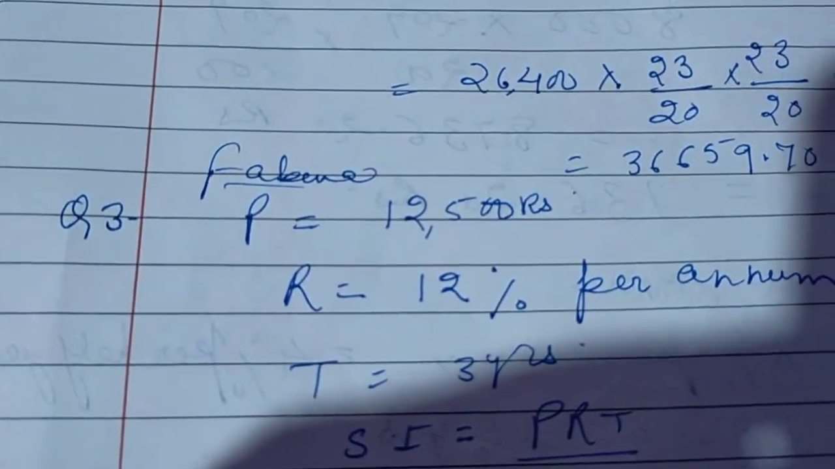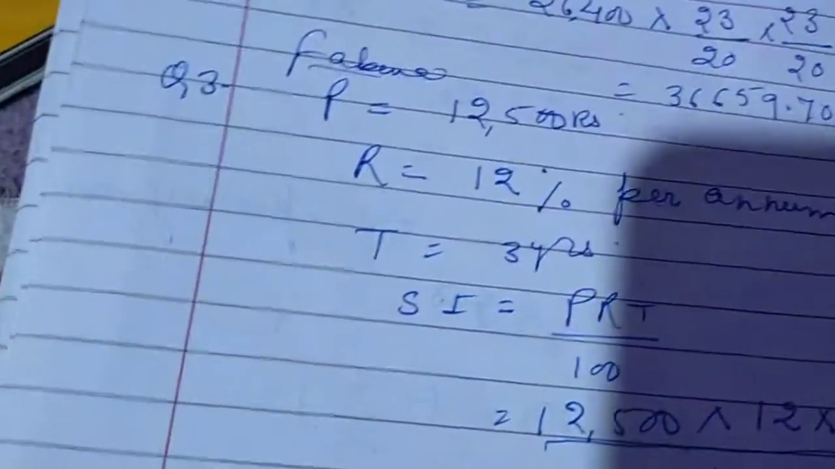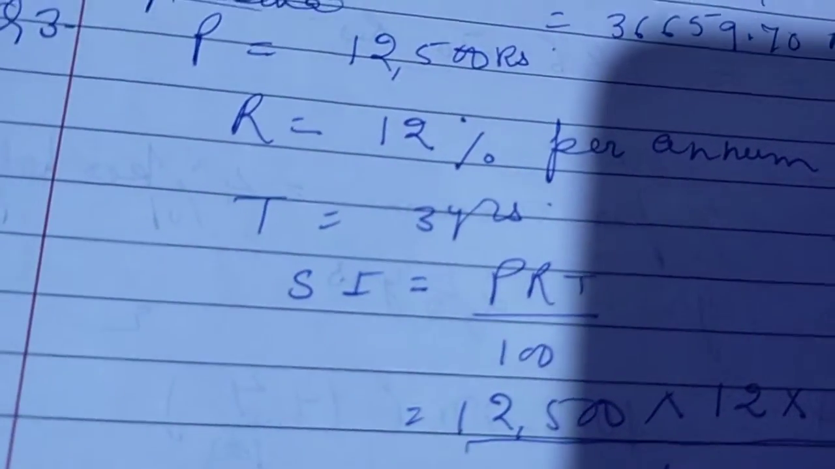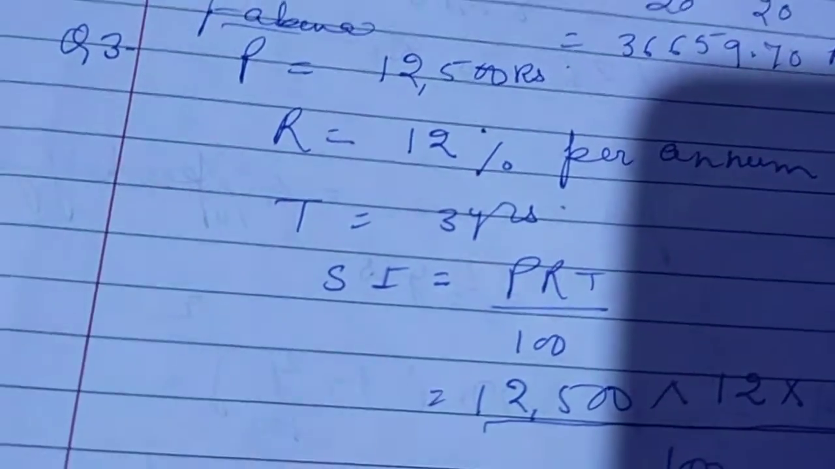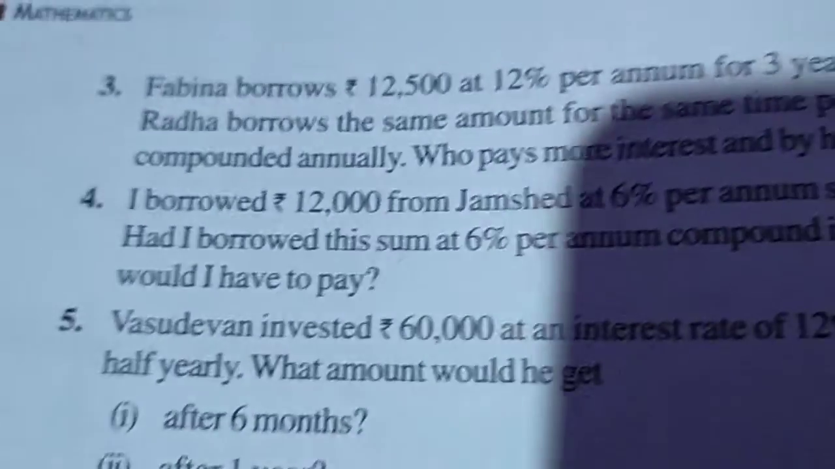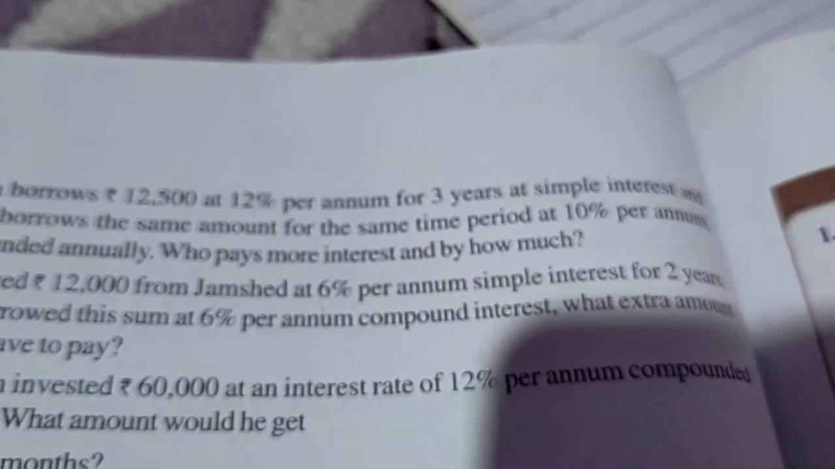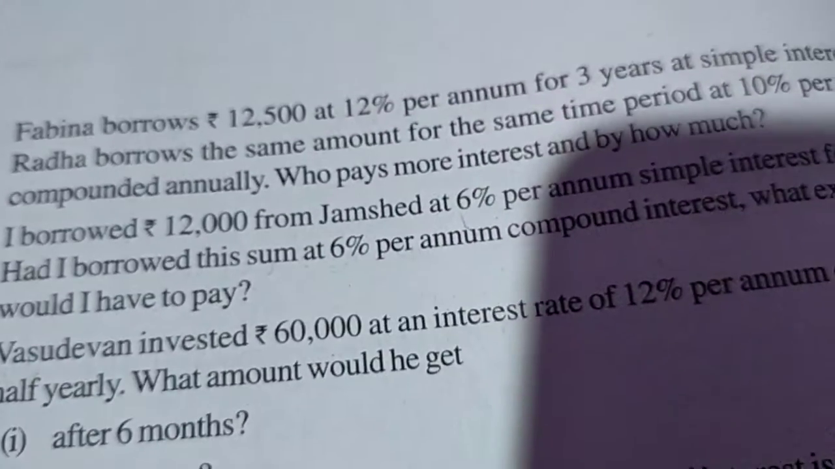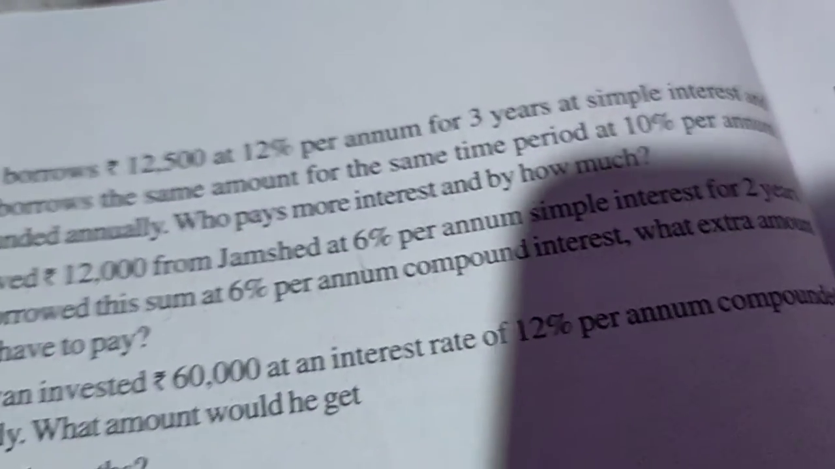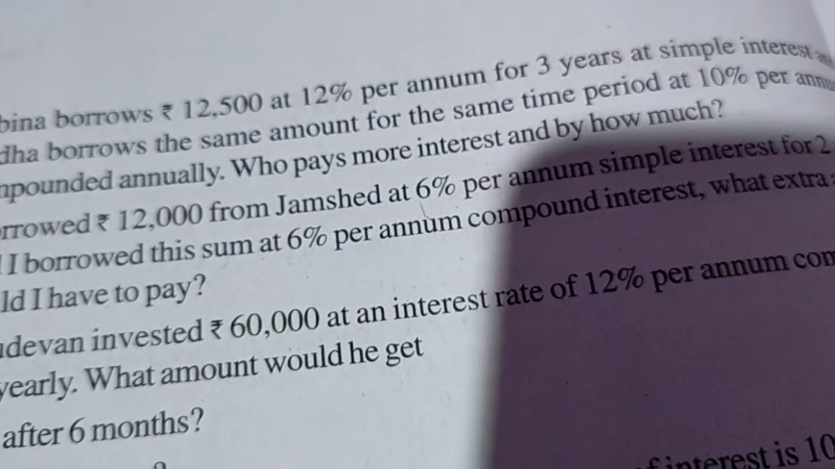Now question number 3. Let's read the question first. Fatima borrowed 12,500 at 12% per annum for 3 years at simple interest, and Radha borrows the same amount for the same time period at 10% per annum compounded annually. Who pays more interest and by how much?